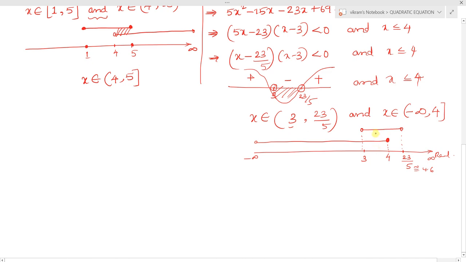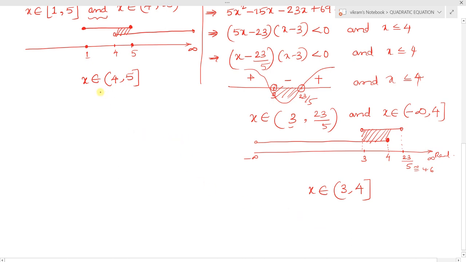Then what is our required result? The intersection is asked, so we need to consider the intersection. That means x belongs to 3 to 4, open interval at 3 and closed interval at 4. So x belongs to (3, 4].